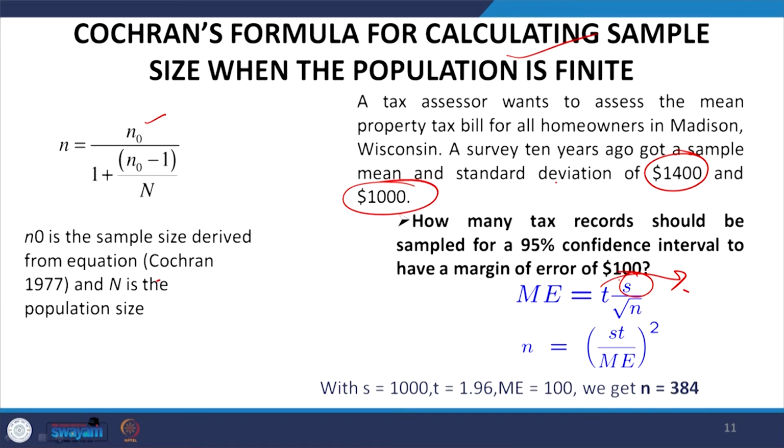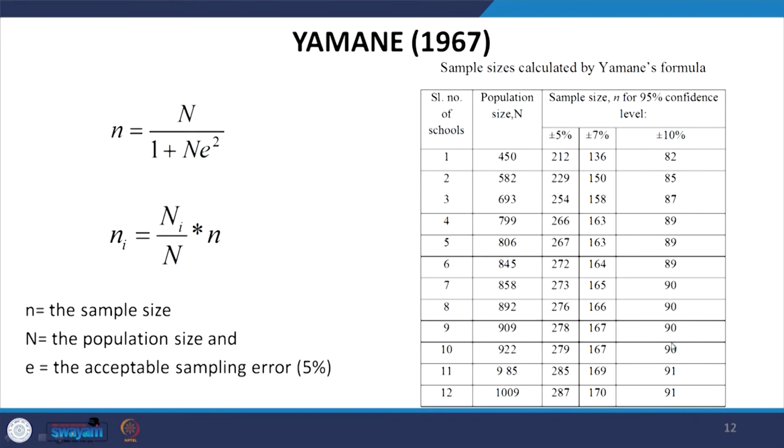All the information is given: s is 1000, that is the standard deviation, and t is 1.96 for 95% confidence. I have already given you those values, and the margin of error is 100. Based on this formula we get n equal to 384. So the Cochran formula is able to give us a clear result of 384 even if very little information is given. Now, you have got examples for it.